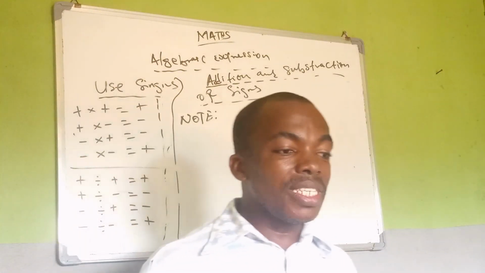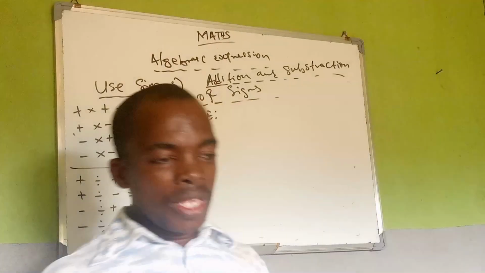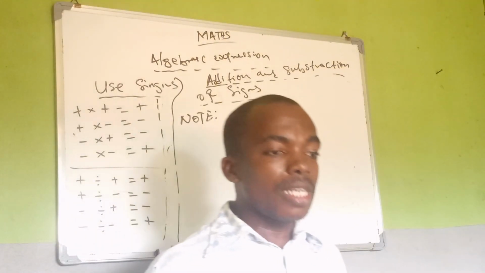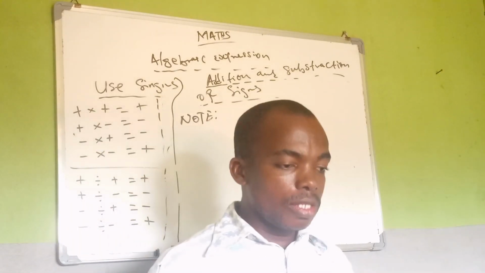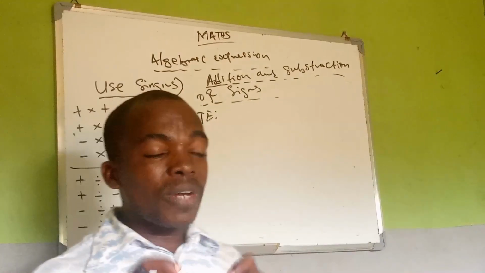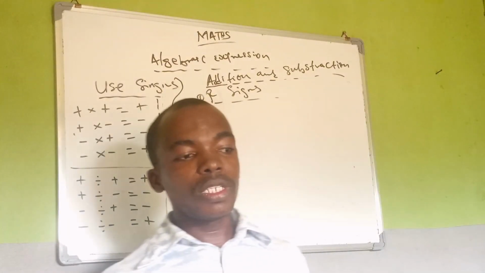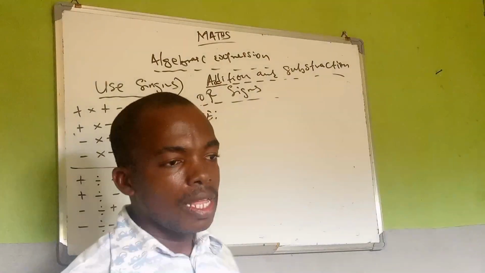When we say something is negative, it means it is carrying minus. Even in science, when we talk about positive charge, that is plus charge; when we talk about negative charge, that is minus charge. Understand? So your answer must be what? A negative. Anytime you are subtracting a higher number from a smaller number, your answer must be a negative answer. Do you understand?